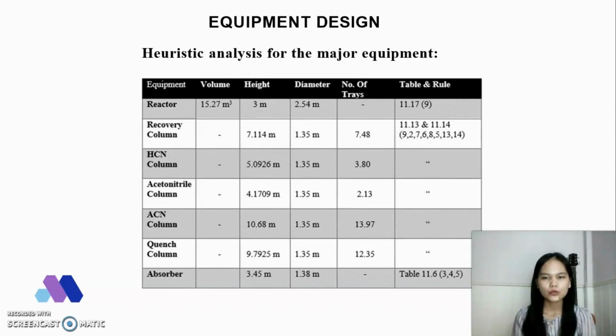The height for the quench column is 9.7925 meters and the number of trays is 12.35. Last but not least is the absorber. The height calculated is 3.45 meters and the diameter is 1.38 meters. The table used is table 11.6, rule numbers 3, 4, and 5.